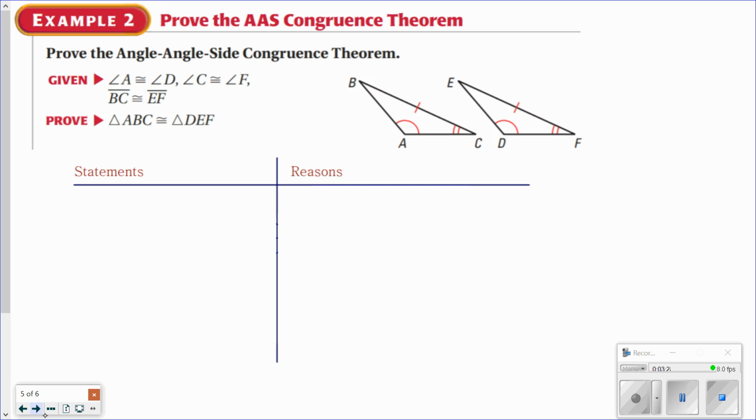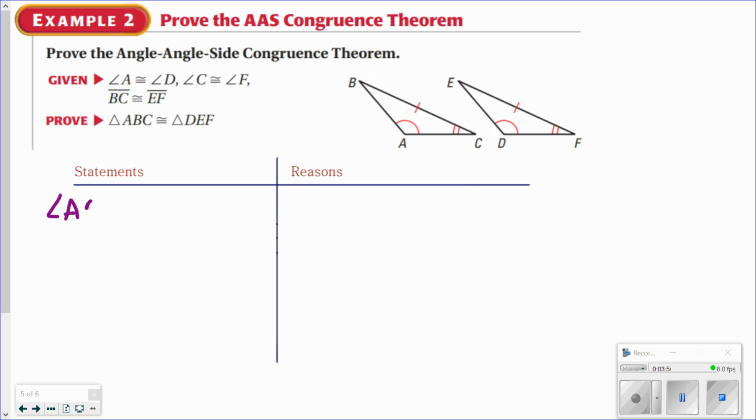All right, so let's do a proof. So prove the angle, angle, side congruence theorem. We are given that angle A is congruent to angle D, angle C is congruent to angle F, and that side length BC is congruent to side length EF. We want to prove that triangle ABC is congruent to triangle DEF. So what's the first thing I'm going to write in my proof? Always the given.